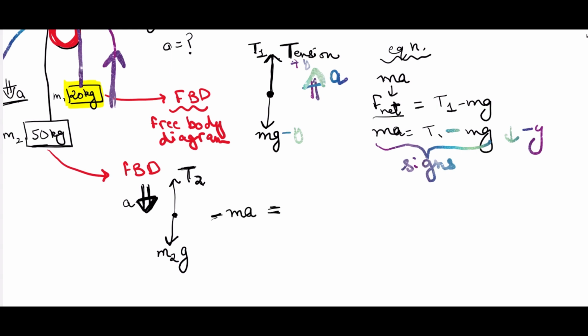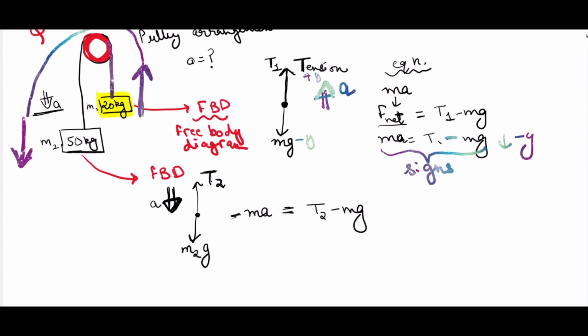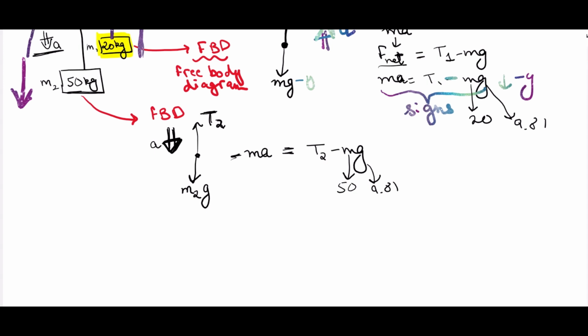But similarly, if we come here, it's minus ma, because acceleration is downward, will be equal to T2 positive minus mg. And whatever values we have, m as 20, and this m as 50, g as 9.81, this g as 9.81. And one more thing, that you see that right now this m is also known, this m is also known, and the unknowns are acceleration, T2 and T1.